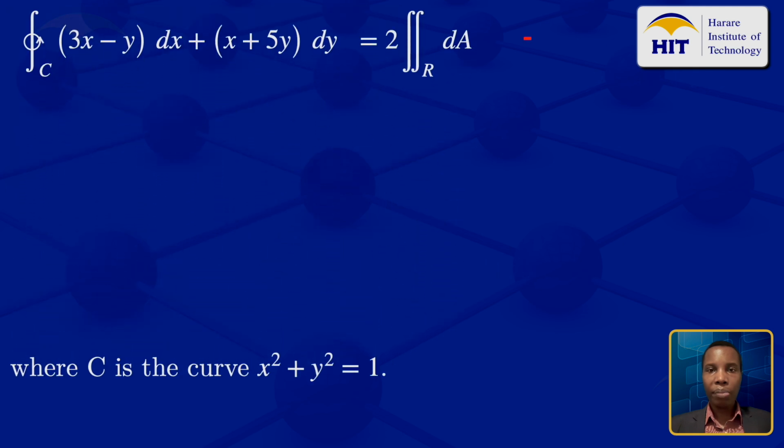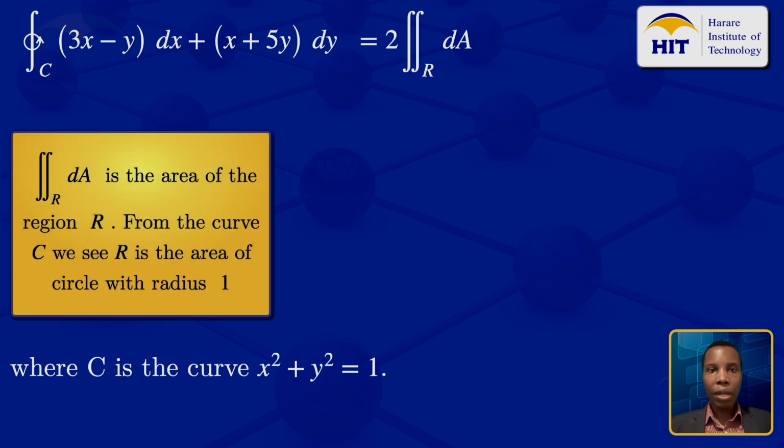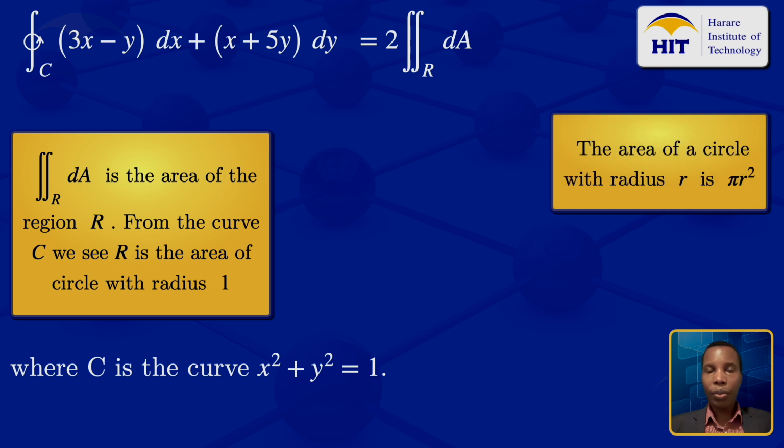But if we look at this part where we have the double integral over the region R dA, that is the area of the region R. So from the curve that we have here, x squared plus y squared is equal to 1, we see that R is the area of a circle with a radius 1. If you still recall, if we have a circle with radius r, then the area is pi r squared. In this case, our radius is 1, so our area will be pi times 1 squared. So this integral then becomes 2 times pi times 1 squared. 1 squared is 1, so it will give us 2 pi. So that's the solution there for the line integral.